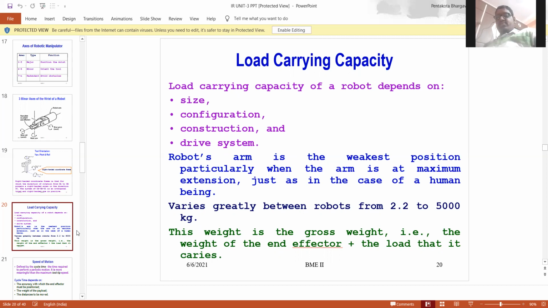We can calculate the configuration according to which type you want. Robot configurations include polar, cylindrical, SCARA, and articulated configuration robot systems. And the sizes range from 2.2 kgs to 5,000 kgs of load carrying capacity. So that is the main meaning. Next, we can go to the next slide.